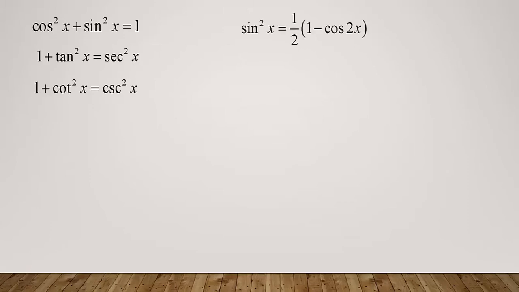And power reducing identities. Well, you've seen these. Sine squared x equals 1/2 quantity 1 minus cosine 2x. And cosine squared x equals 1/2 quantity 1 plus cosine 2x. So these identities, not all that will be used, but these are the main ones.